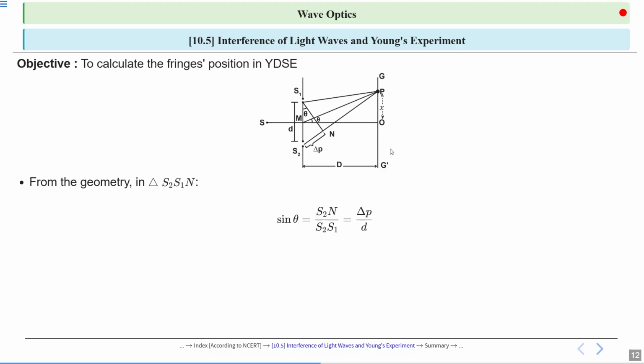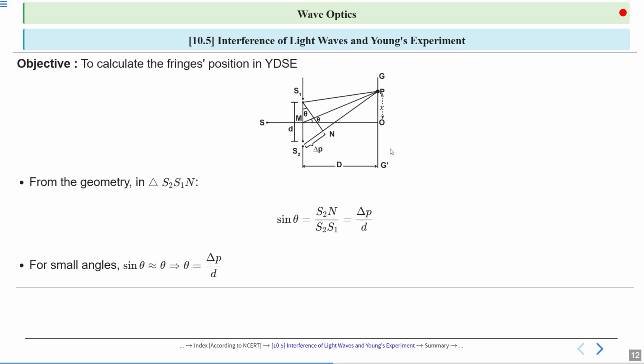What is the opposite side of theta? That is S2N. And what is the hypotenuse here? We have drawn S1N normal to S2P, so angle S1 N S2 is 90 degrees. The side opposite to the right angle is the hypotenuse, that is S1 S2. So sin theta is S2N upon S2 S1. What is S2N here? The path difference, delta P. And small d is the distance between the slits, which is S1 S2.